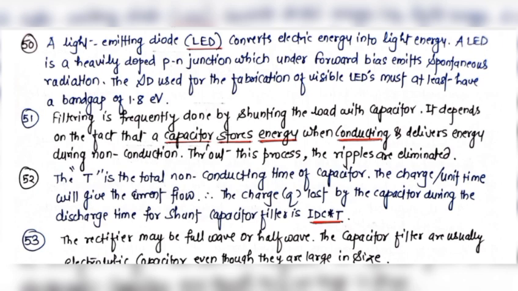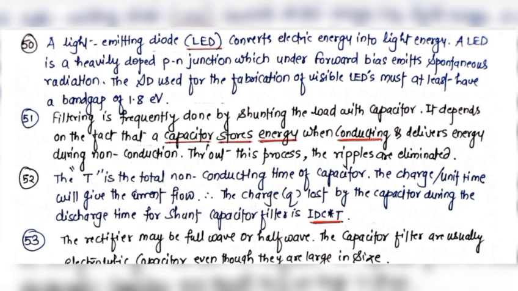A light emitting diode, LED, converts electric energy into light energy. An LED is a heavily doped PN junction which, under forward bias, emits spontaneous radiations. The semiconductor diodes used for the fabrication of visible LEDs must at least have a band gap of 1.8 eV.